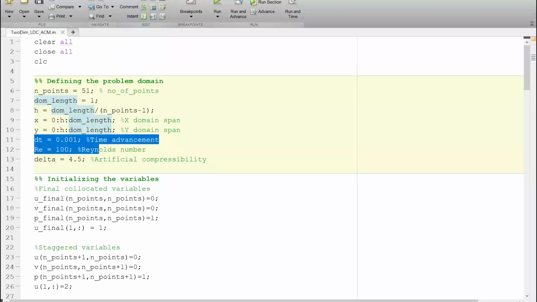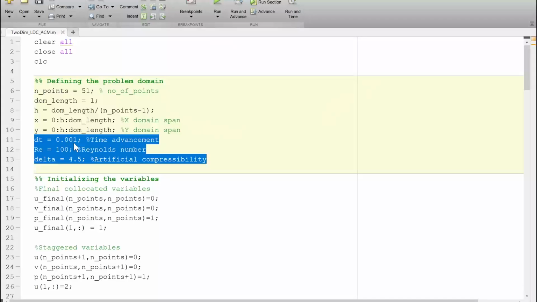After that, there are these three parameters that I'm defining here. The first one is the dt, which I'm taking to advance the Navier-Stokes equation or the continuity equation in time, so that we can continue the iterative process. And then I'm defining a Reynolds number of 100 and a delta of 4.5.